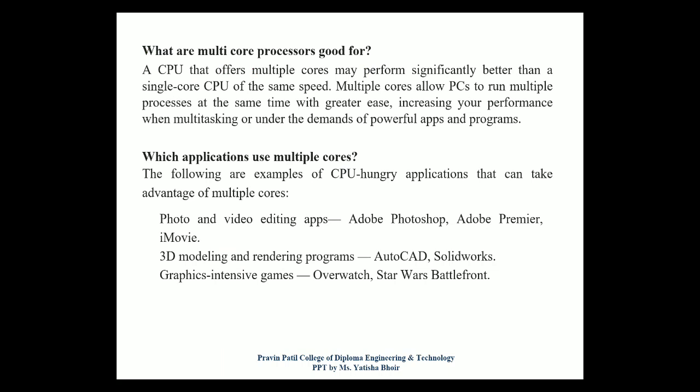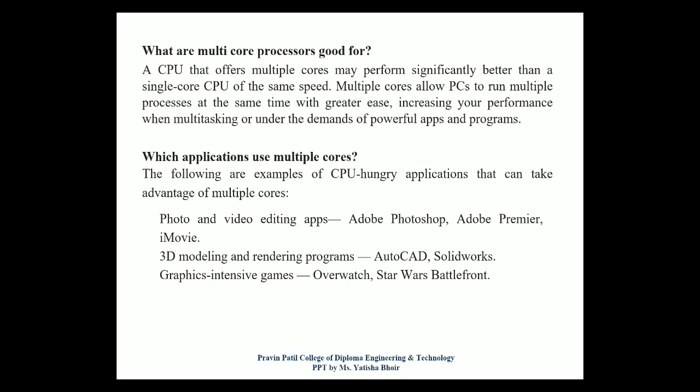Now the question is, what are multi-core processors good for? The answer is, a CPU that offers multiple cores may perform significantly better than a single core CPU of the same speed. Means what? Same speed single core processor and same speed multi-core processor. So a multi-core processor will be faster than a single core.